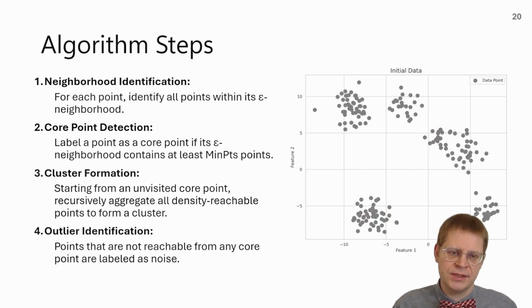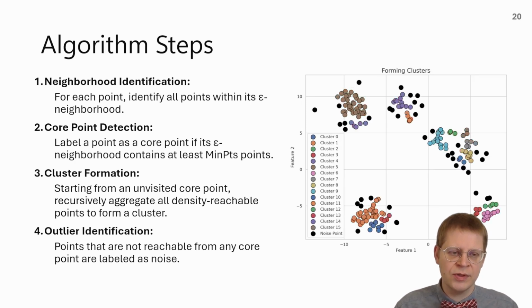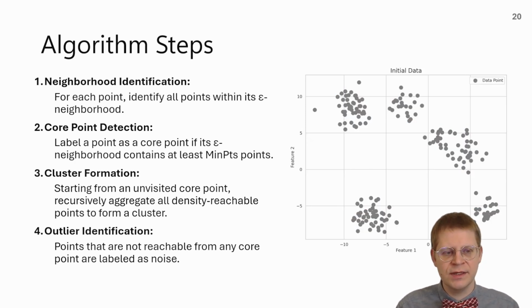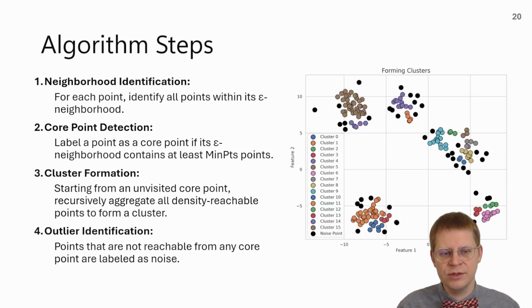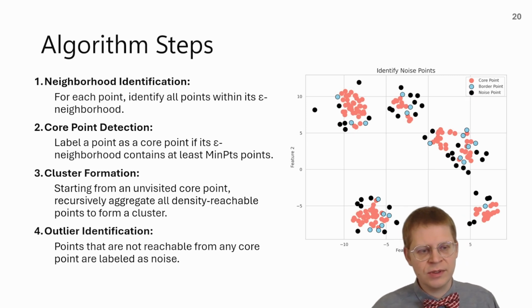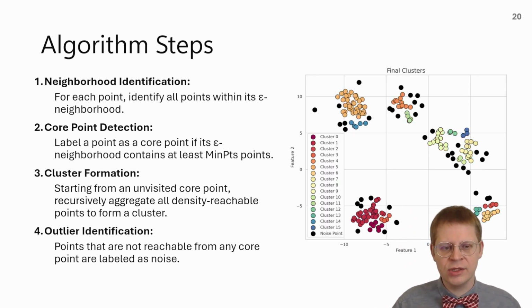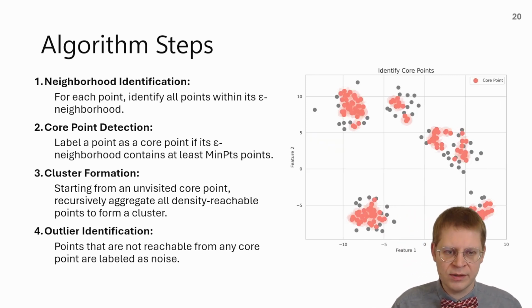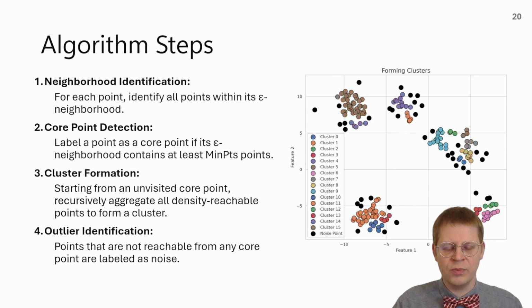Cluster formation, the next step. Starting from an unvisited core point, DBSCAN recursively aggregates all density reachable points to form a cluster. A point is density reachable if it can be reached from a core point by moving through other core points.